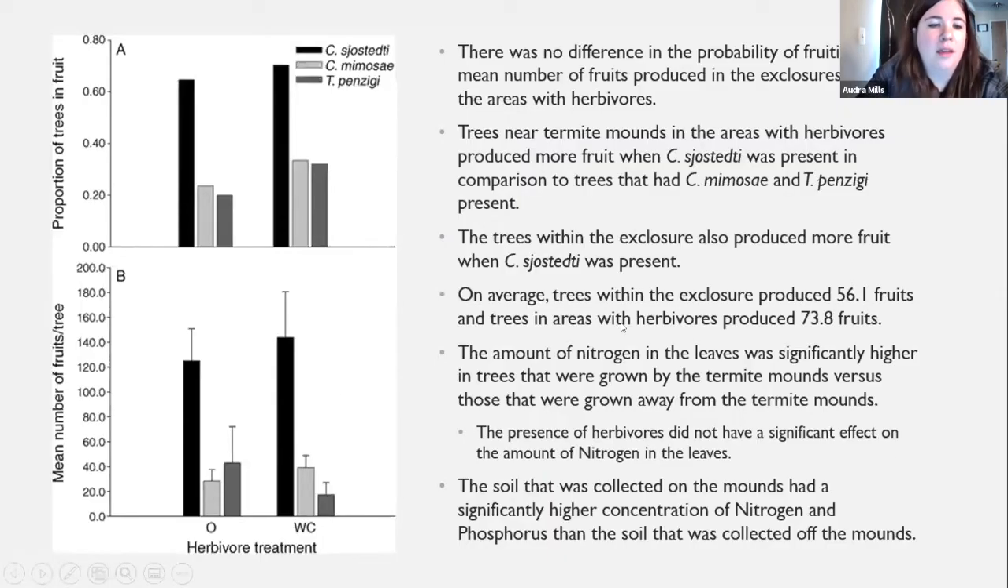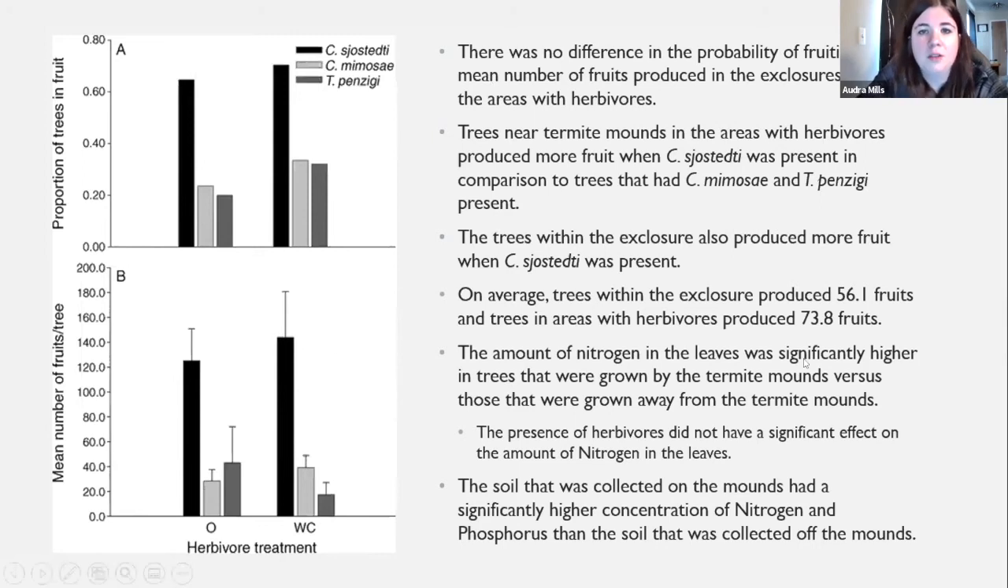All right, so for this graph, on the left side is the open area that herbivores were allowed, and on the right side is within the exclosure, and that's for both of these here. So as you can see, there's really no difference in the probability of fruiting nor mean number of fruits produced in the exclosures versus the area with herbivores. So they didn't really have an effect.